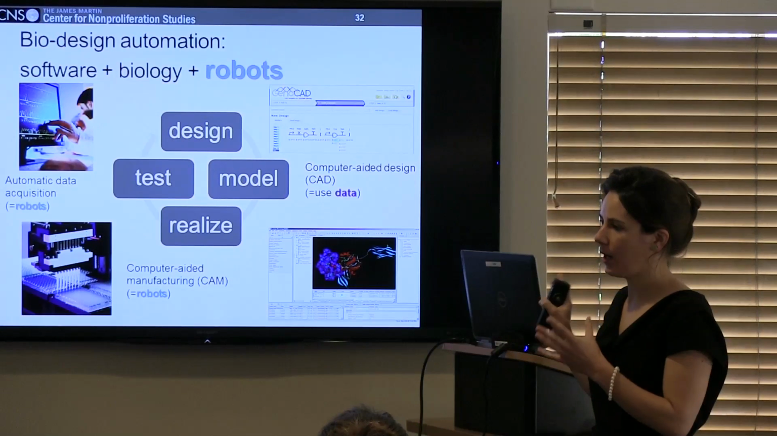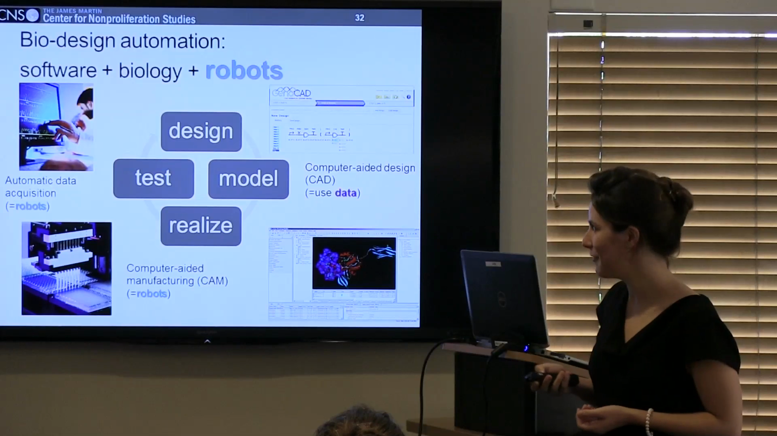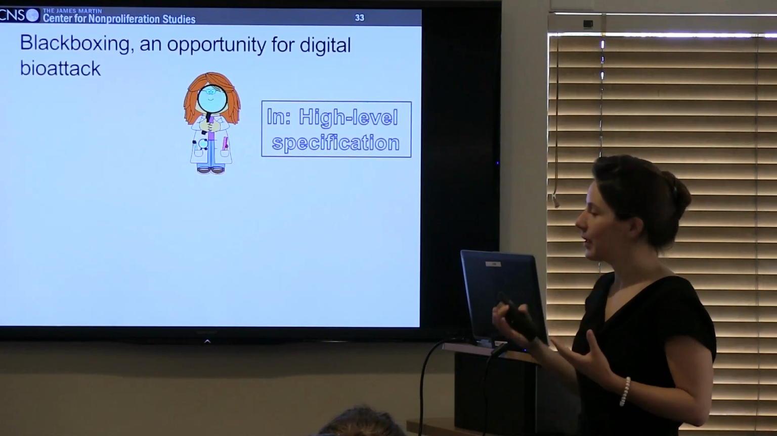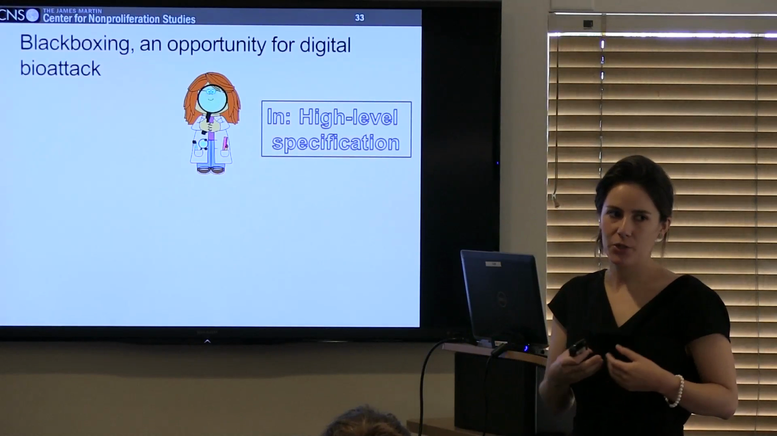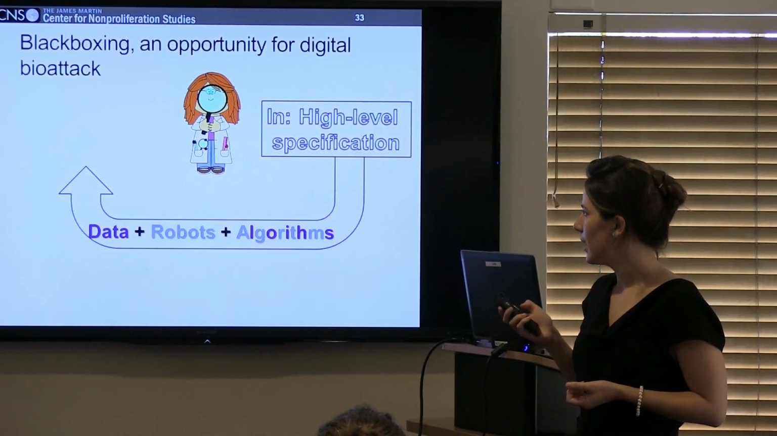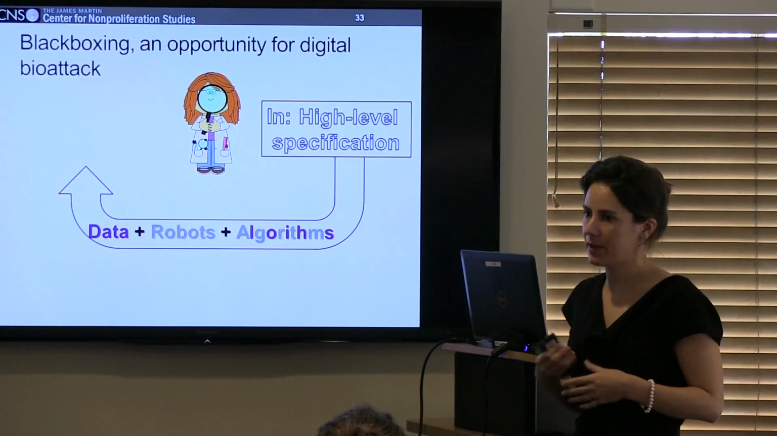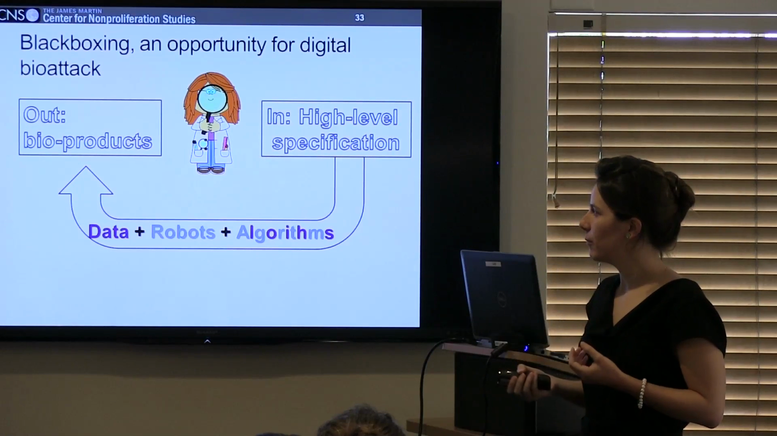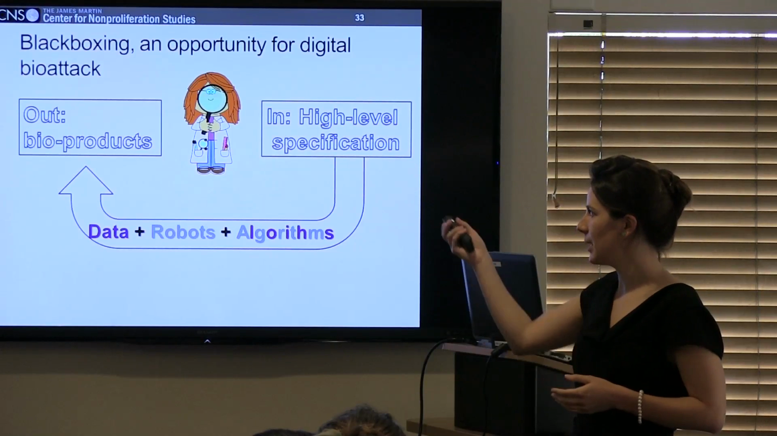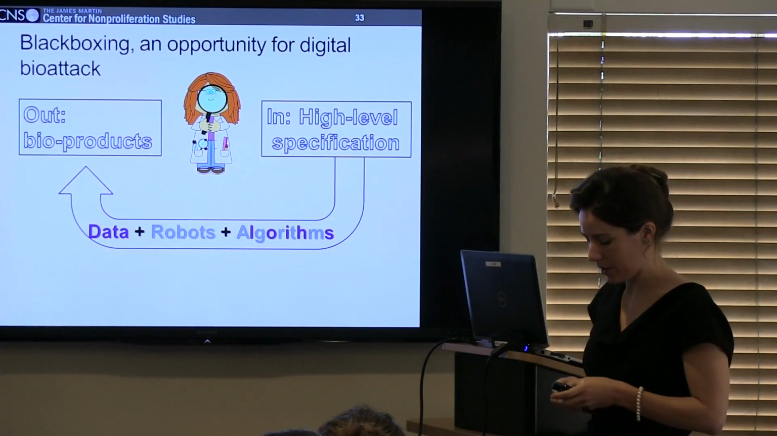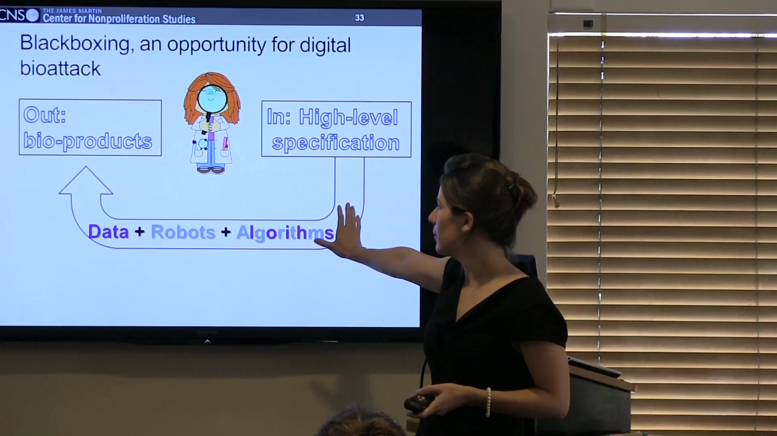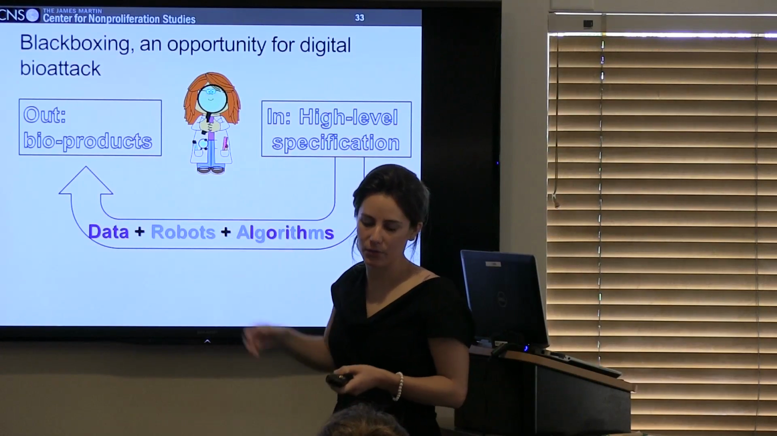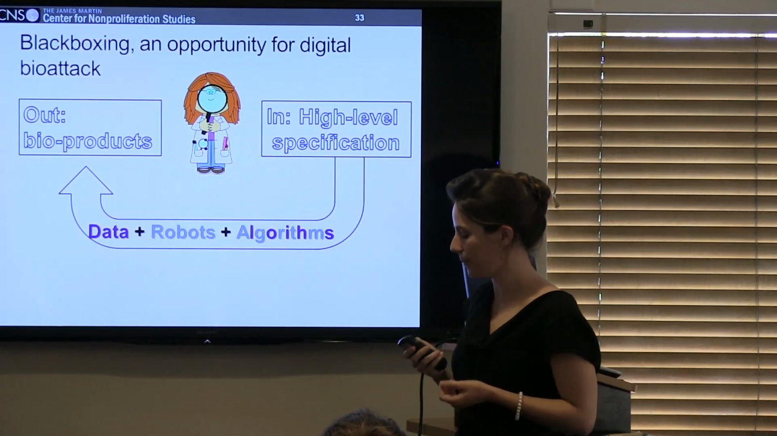This is how a researcher is going to describe it, but I think it's interesting to see that as a user, this is what you see. You can enter a high-level specification, usually through a graphical interface. In the back, there are going to be a lot of data, algorithms, and robots that are going to make your biological system, and then that's what you see at the end. That's called blackboxing because how it works doesn't matter to the user. It's just the input and the output that are important.